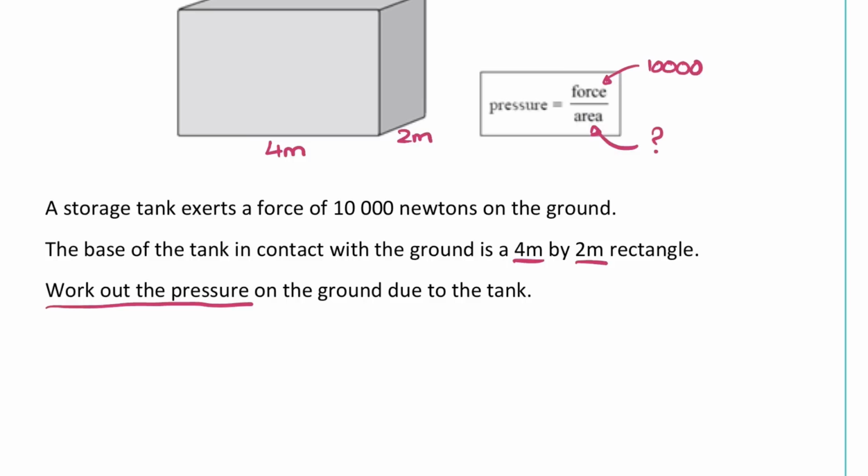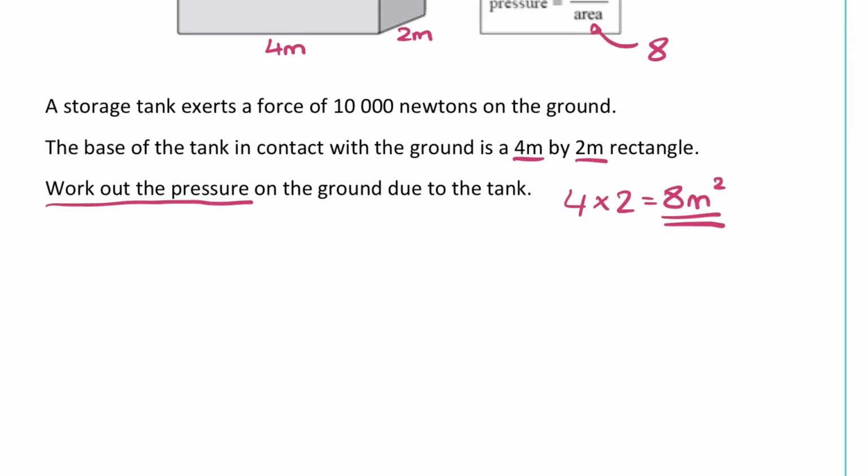To work out the area of a rectangle, we just multiply the length by the width. So the first thing I want to do, 4 times 2 is equal to 8. That'd be 8 metres squared. That's the area of the base. So in our fraction here, which is given to us, we have the number 8. To work out the pressure, I need to do 10,000 divided by 8. Now, I want to take my time with that, so I'm going to use bus stop division again. So 10,000 divided by 8.